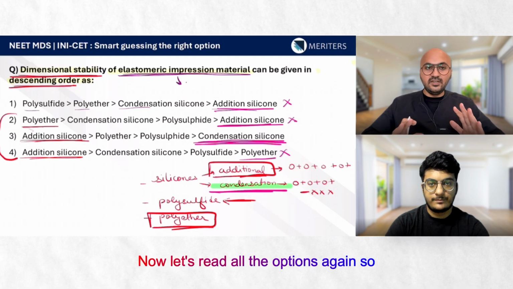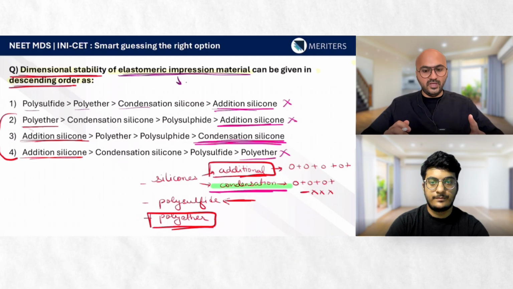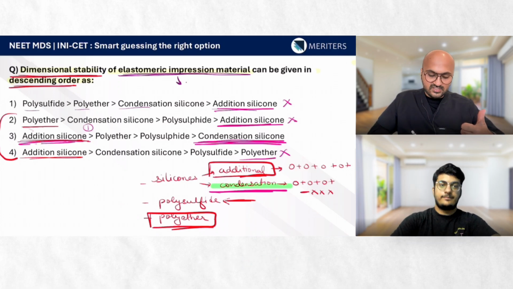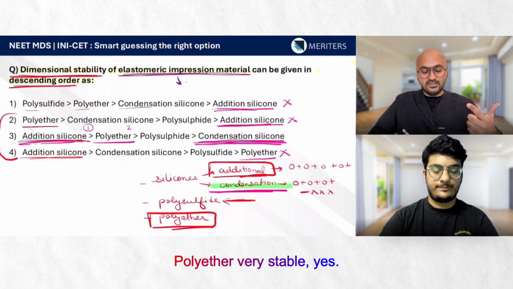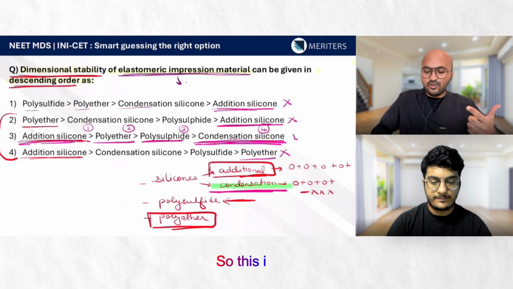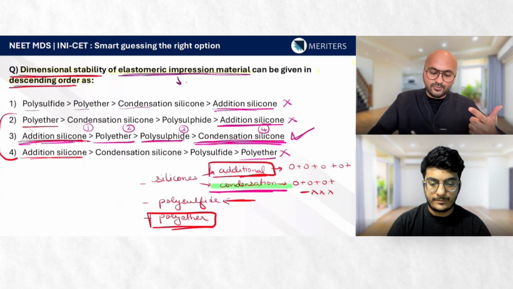Now let's read all the options again so that we are not making a mistake. A silicon, very stable, yes. So this can be one. Polyether, very stable, yes. Polysulfide, somewhere in between, so three, and C silicon, four. So this is the correct option.